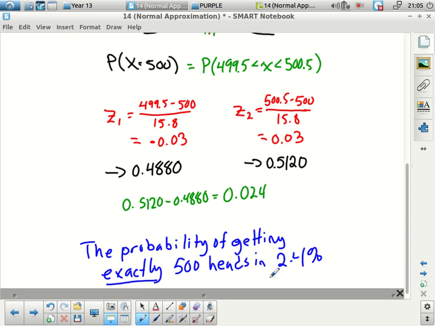For some context, that is the most likely thing that can happen as an individual number. But as you can see, 97.6% of the time, it's not going to be exactly 500 when you flip the coin 1,000 times.